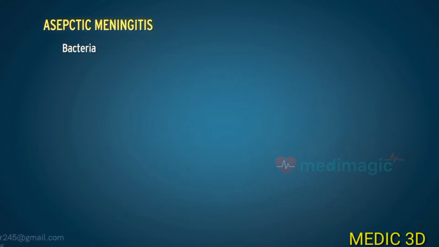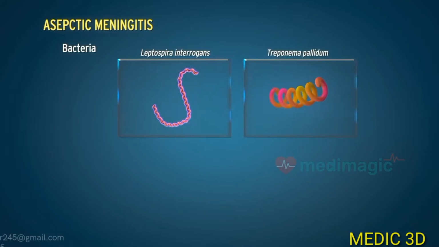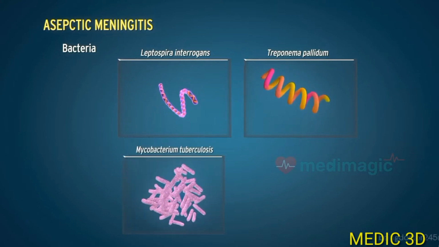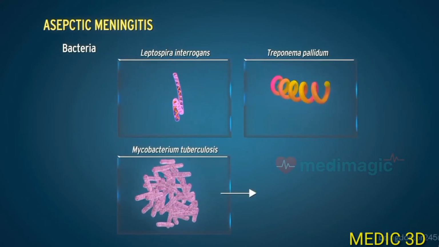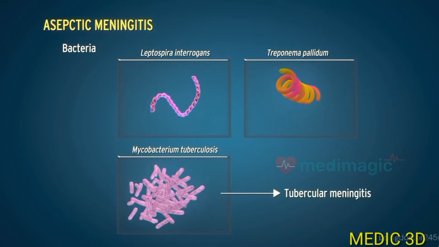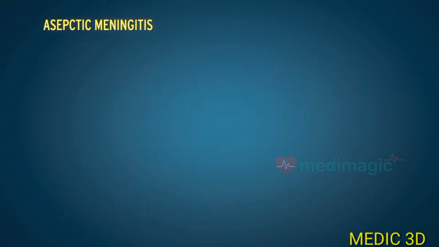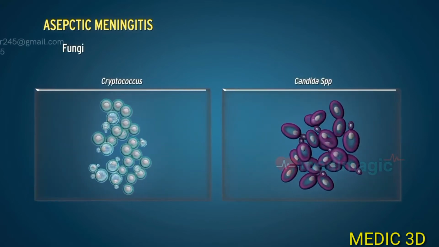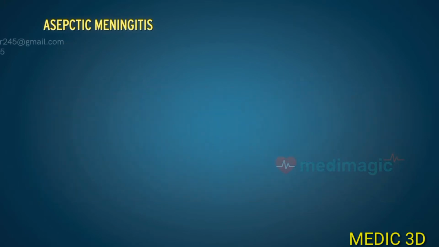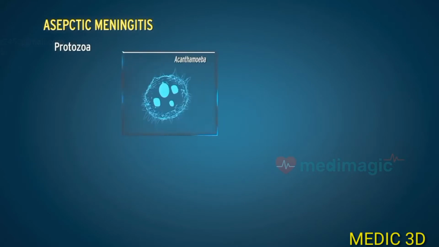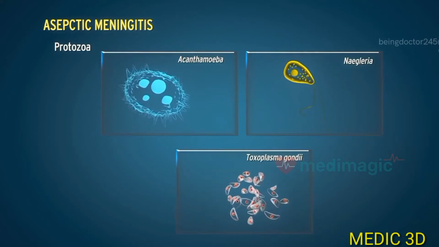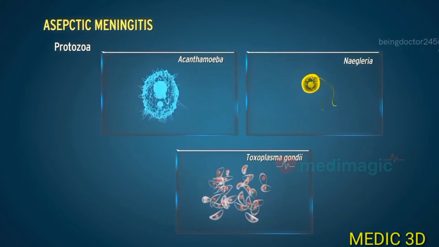Some bacteria, like Leptospira interrogans and Treponema pallidum, can cause aseptic meningitis. Meningitis caused by Mycobacterium tuberculosis is called tubercular meningitis. Fungi such as Cryptococcus, Candida species, and protozoa like Acanthamoeba, Naegleria, Toxoplasma gondii are capable of causing meningitis.